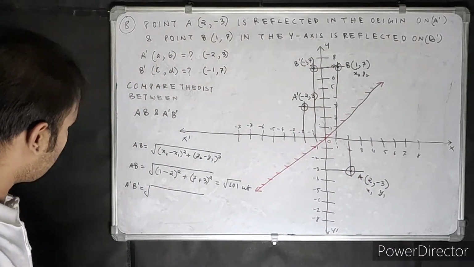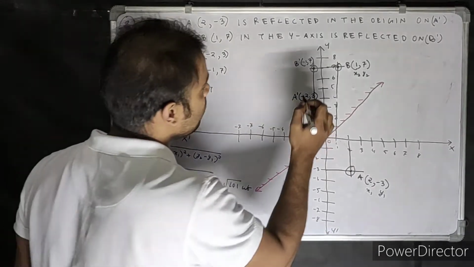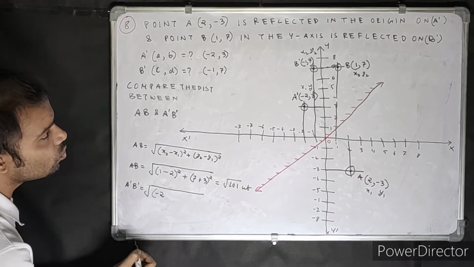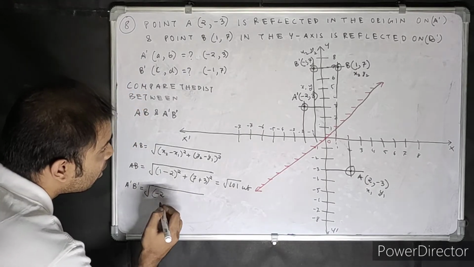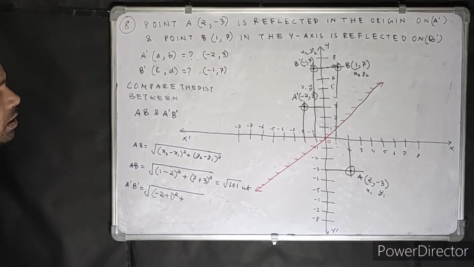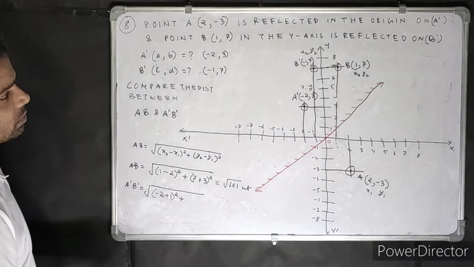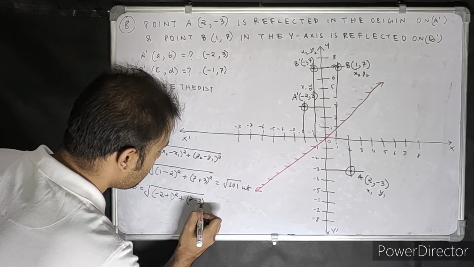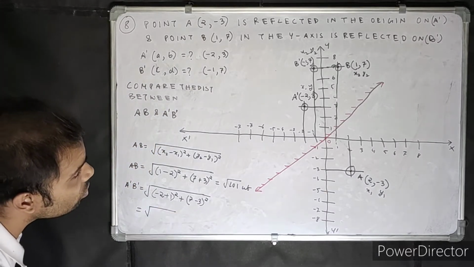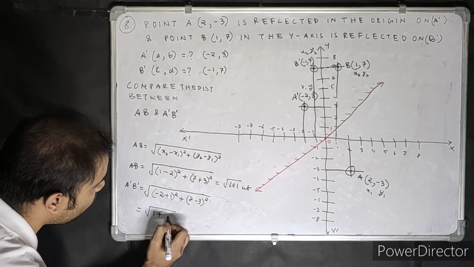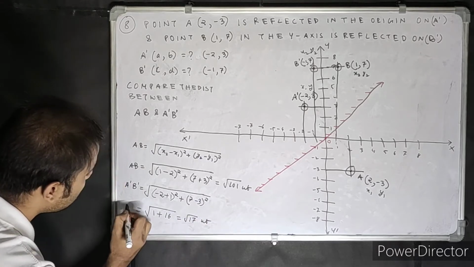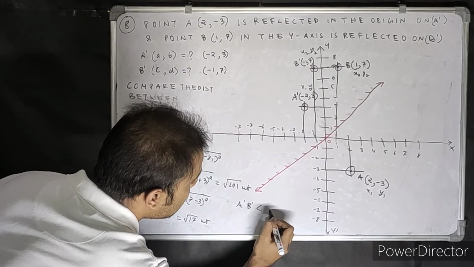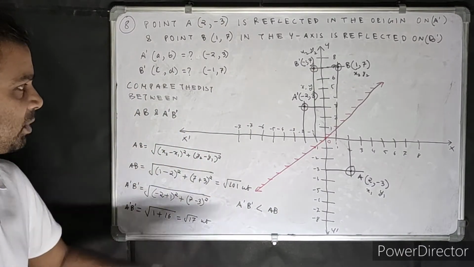And just let me check the answer. Just hold on. Let's find the distance. So this is x1, y1, and this is x2, y2. So x1 is minus 2, and x2 is plus 1, whole square, plus y2 minus y1. y2 is 7, 7 minus y1 is 3, whole square. So this is root over of minus 2 plus 1 is minus 1, which gives 1, plus 4 fours are 16, that is root over of 17 unit is A dash, B dash. So now let's check. It's coming over here that A dash, B dash is less than AB.